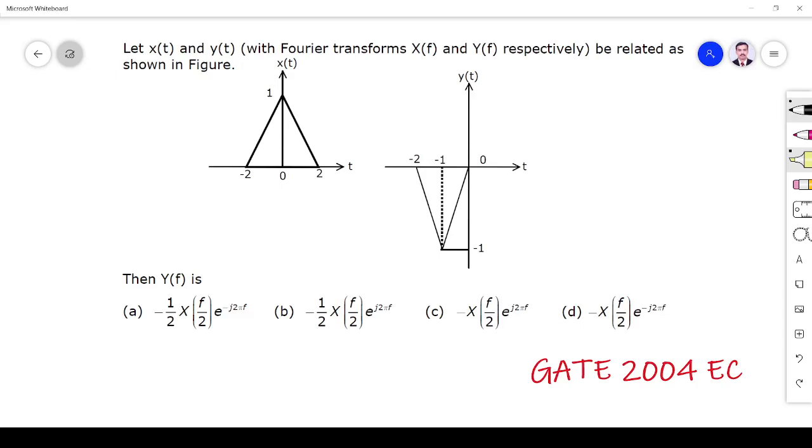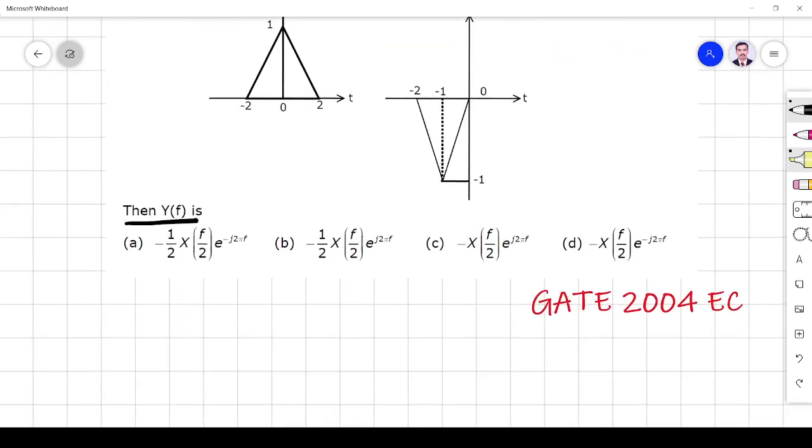Hi friends, in this video let us solve a Fourier transform related question asked in GATE 2004 EC. Let x of t and y of t be with the Fourier transforms x of f and y of f respectively, related as shown in figure. Find y of f. You see x of t is given, y of t is given. So what we have to find is the Fourier transform of y of t.